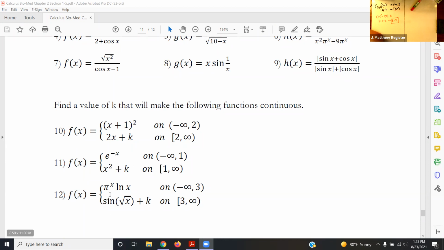With this one, it looks grosser, but you're just plugging 3 in for x. And so pi cubed, ln of 3, sine of square root of 3 plus k. Solve for k.